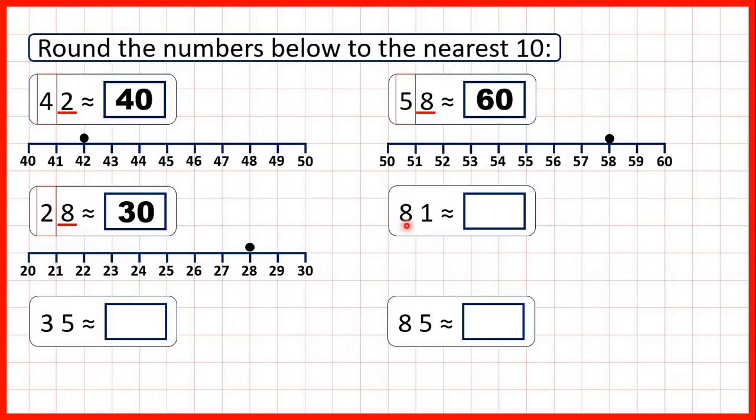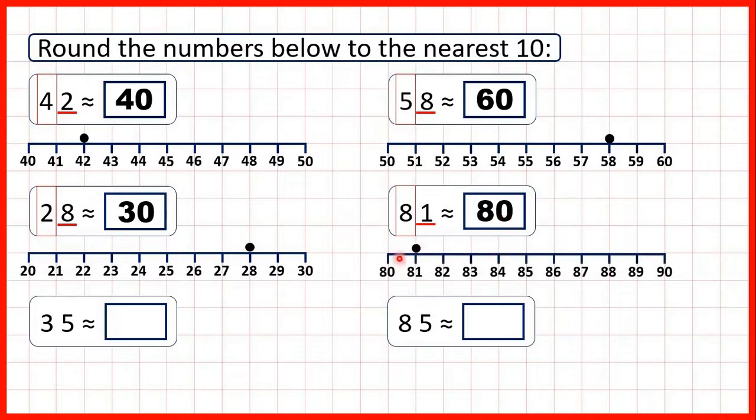Now 81, so we circle our tens and underline our ones. We have a 1, and remember, if it's 4 or less, we round down. That means our tens digit stays the same, and the ones digit always turns into a 0, so we get 80. And on a number line, we can see that 81 is closer to 80 than it is to 90.